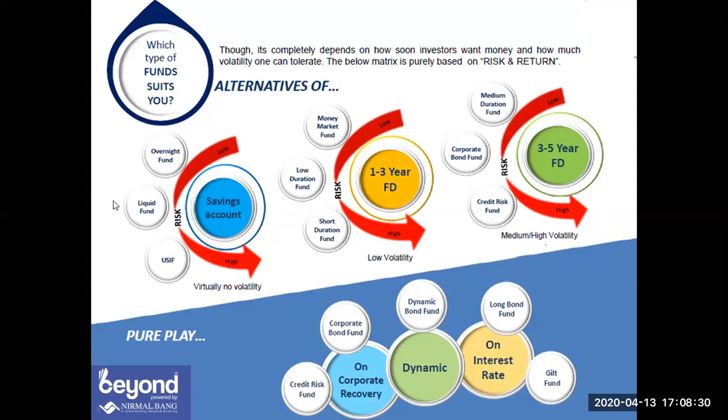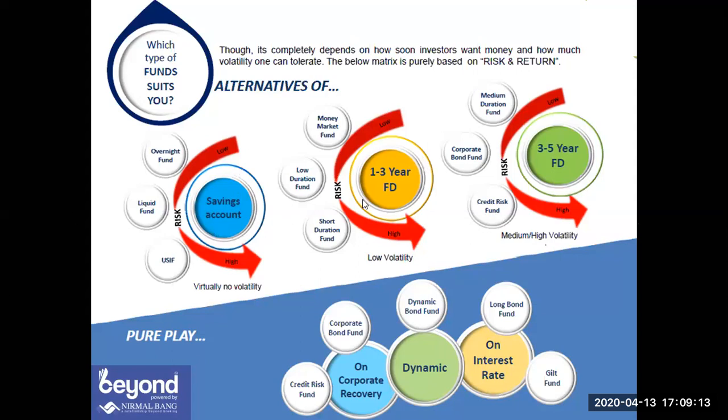So if you look at this first basket, savings account, this is our risk axis, where it's moving from overnight to ultra short term income funds. These kinds of products have virtually no volatility. It's very, very minimal volatility we see in these products. And overnight, liquid and ultra short term income funds are the best alternative to your savings account. I'm just comparing or telling you the best alternative. It might be different for different clients, but this is the best alternative for the savings account.